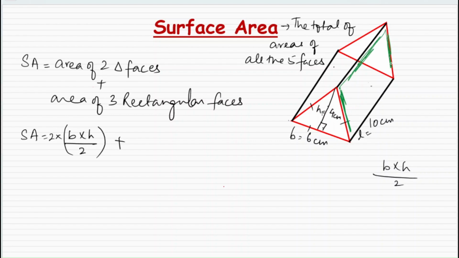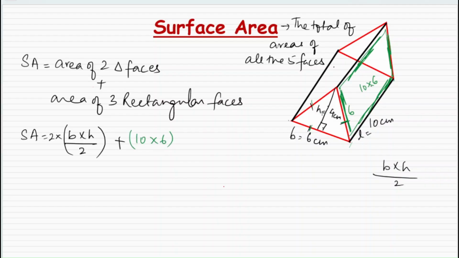What will be the area of this rectangle? It will be the length of 10, and this side is 6, because this side and this side is 6. So this is 6, this is 10. So the area of this will be 10 times 6. So I am writing here 10 times 6, the side one.